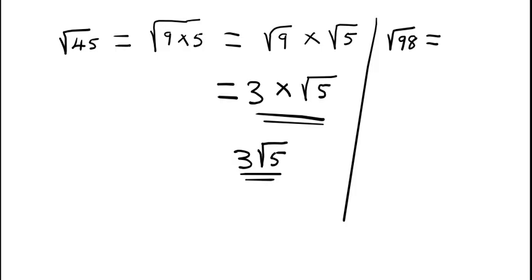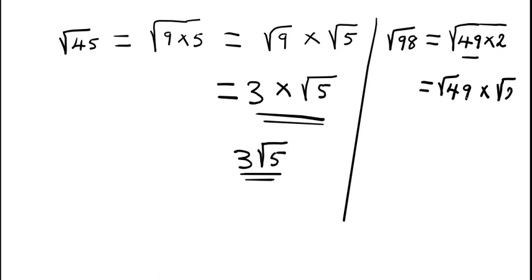We can have square root of 49 multiplied by 2. So these are factor pair that one of them is a square number. And which of them here now is a square number? It is 49. 49 is a square number. So you can have this as square root of 49 multiplied by square root of 2.